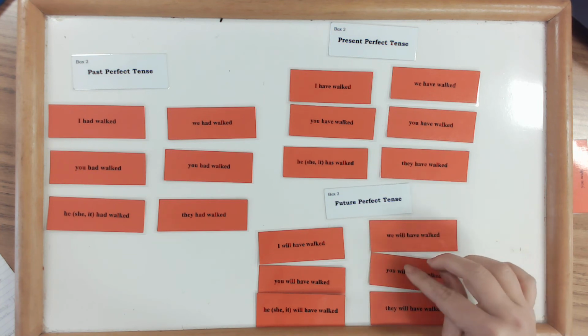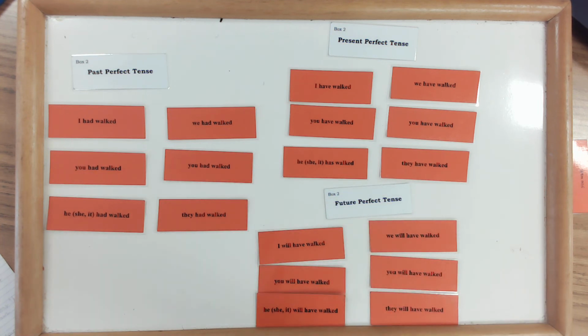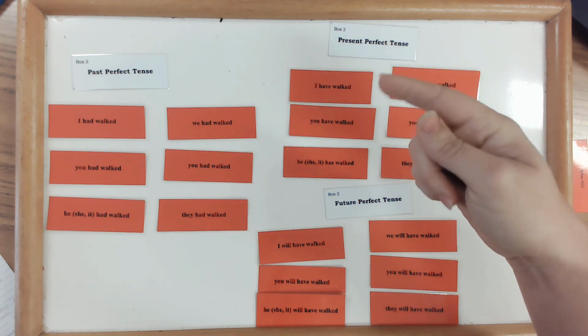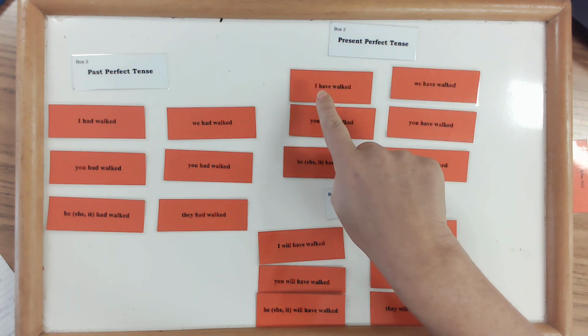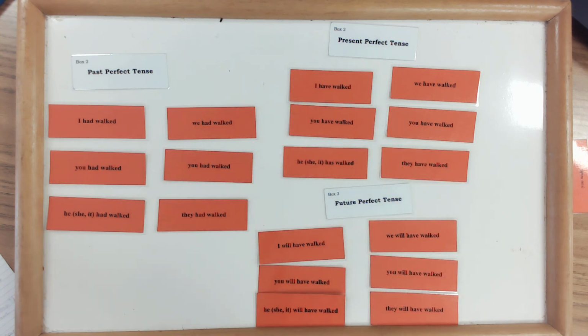So you can see it's a little bit more complicated than just the simple tense, which would be I walk, you walk, he, she, it walks, because we're combining have and the verb in the past tense. This is how you would conjugate any verb into the perfect tense.